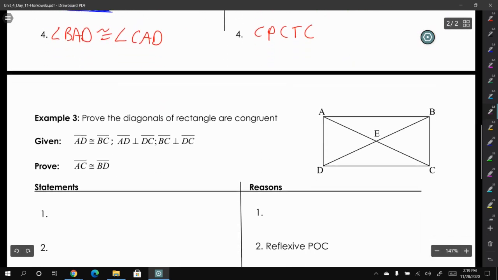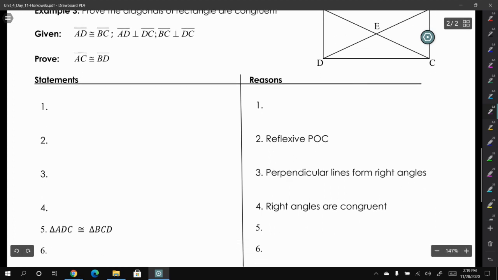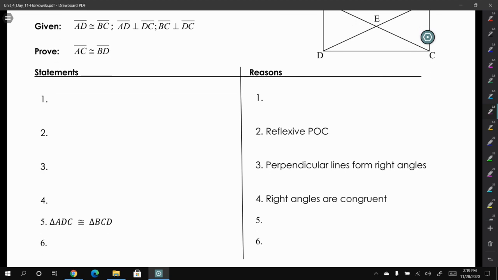Now let's look at the next page. We're proving that the diagonals of the rectangles are congruent. So what we're trying to prove is that segment AC and BD are congruent. Then those are the diagonals of this whole big rectangle.